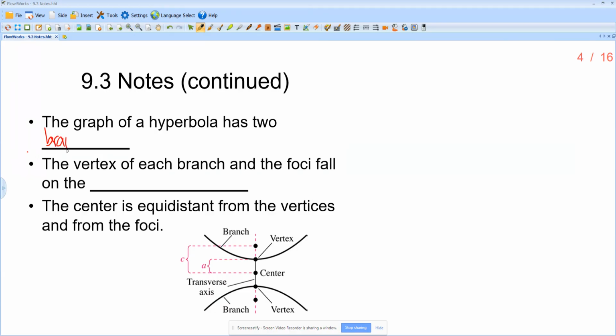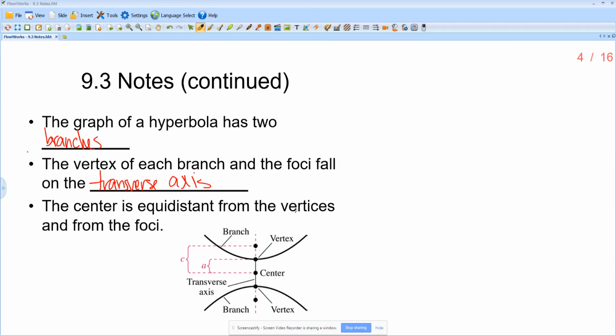So the graph of a hyperbola has two what are called branches. So they're not two parabolas, they're two what we call branches. And the vertex of each branch and the focal points fall on what is called the transverse axis. You can sort of think of the transverse axis as being like a major axis from an ellipse, where that's what's going to tell you a little bit about what type of equation we're going to use.